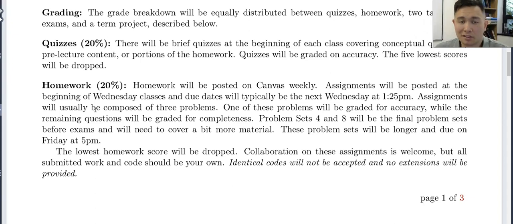Typically, each homework consists of about 3 problems. Obviously, each problem is going to have a number of parts. And the way we grade them is we grade 1 of the problems for accuracy and the other 2 for completeness. Now, for problem sets 4 and 8, there are likely going to be more than just 3 problems, as we're going to need to cover a little bit more material on those. But it's still going to be the case that only 1 problem is graded for accuracy.